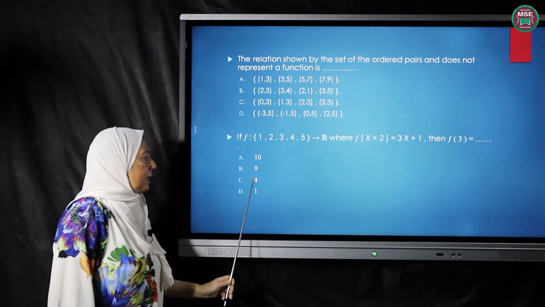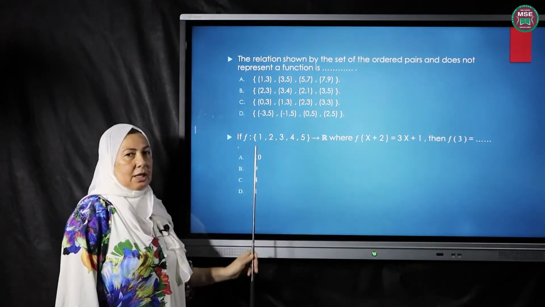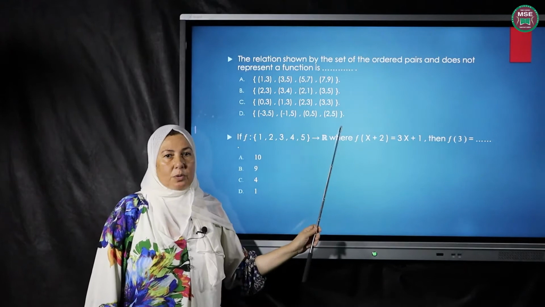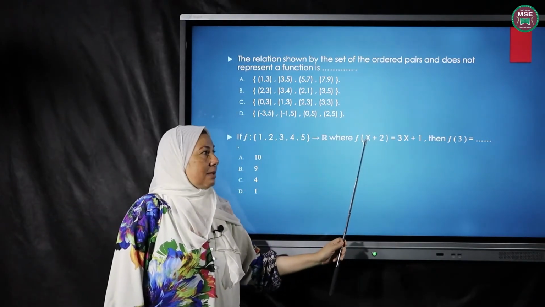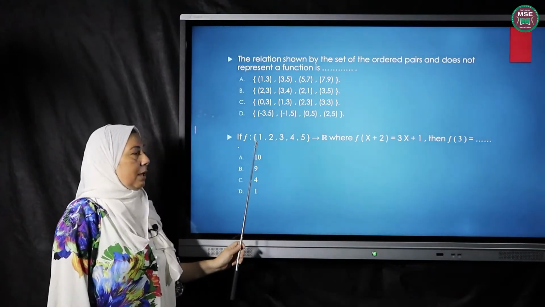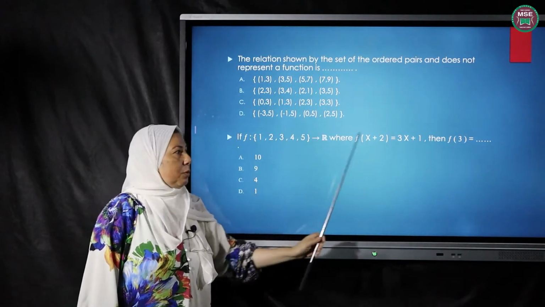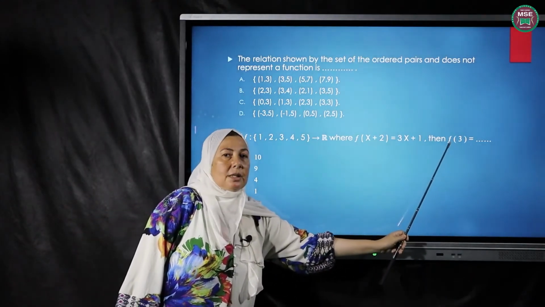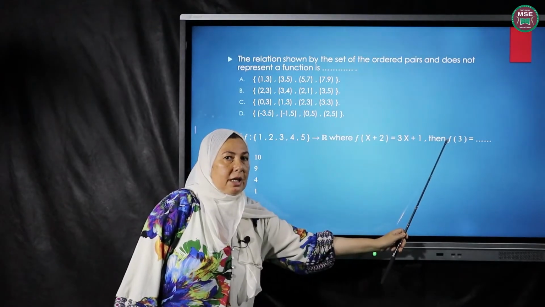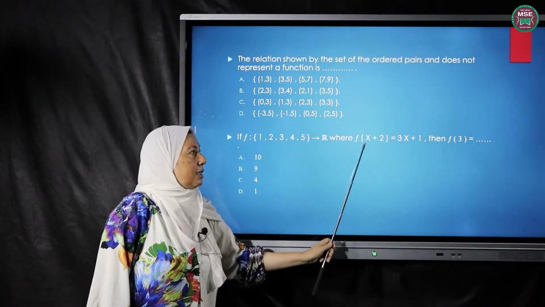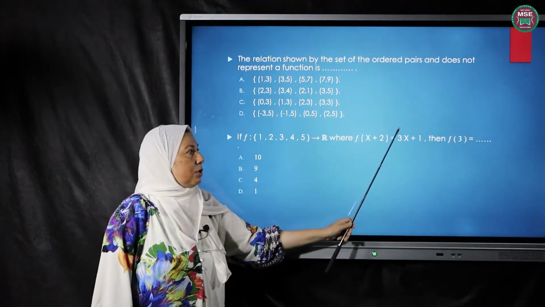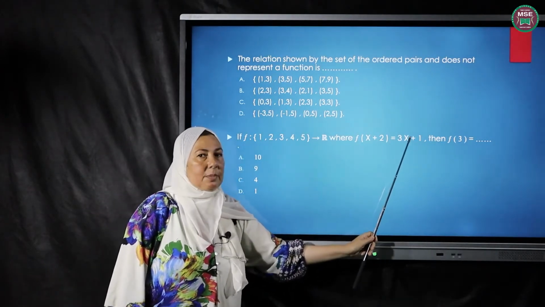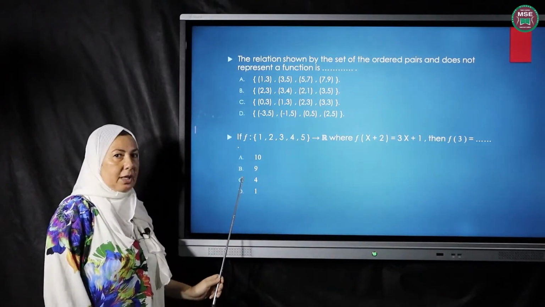So the answer here equals 4. We have a function from x to y, okay, it is already a function. By substituting x equal 1, find the value of f of 3. x plus 2 equals 3, so x equals 1. Substitution: 3 times 1 equals 3, plus 1 equals 4. Okay?